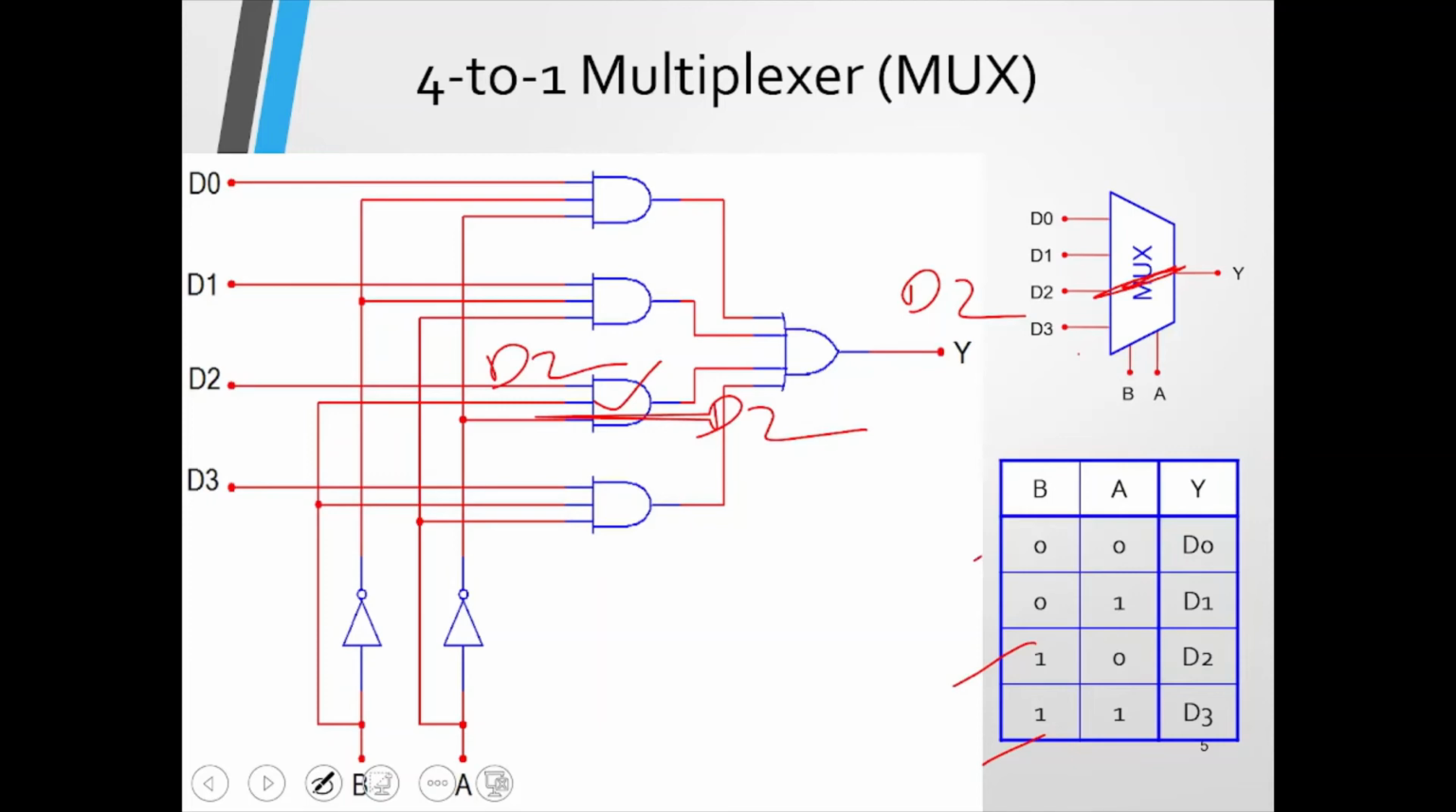Means depending on the status of the select lines, one of the inputs is selected and it gets connected to the output. So you can see this is the truth table for this 4:1 multiplexer. If B and A, means select lines, are 0 0, the first input line is selected. For 0 1, D1 is selected, the second input line. For 1 0, the third input line D2 is selected, and for 1 1, the fourth input line D3 is selected. Okay, so this is all about the working of the 4:1 multiplexer.